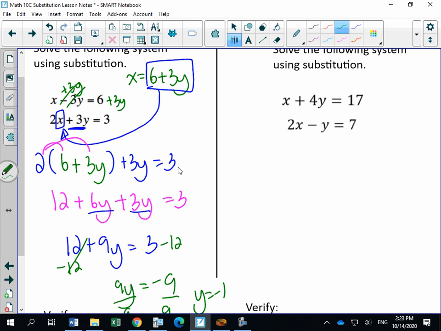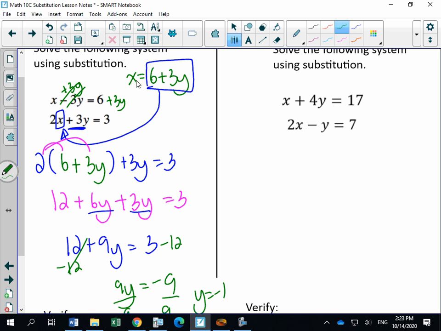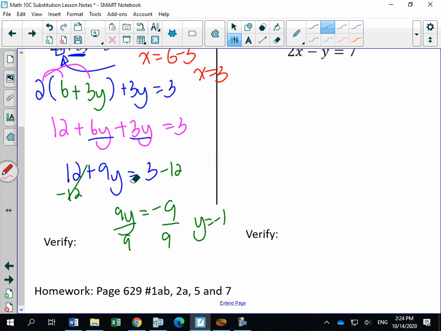Now I got to go back. What does x equal? We have it set up for us for how to figure out x. x is going to be 6 plus 3 times y. So I'm going to use that equation to get what x is. So x is equal to 6 plus 3 times negative 1. x is equal to 6 minus 3. x is equal to 3. And my answer would be 3 comma negative 1.